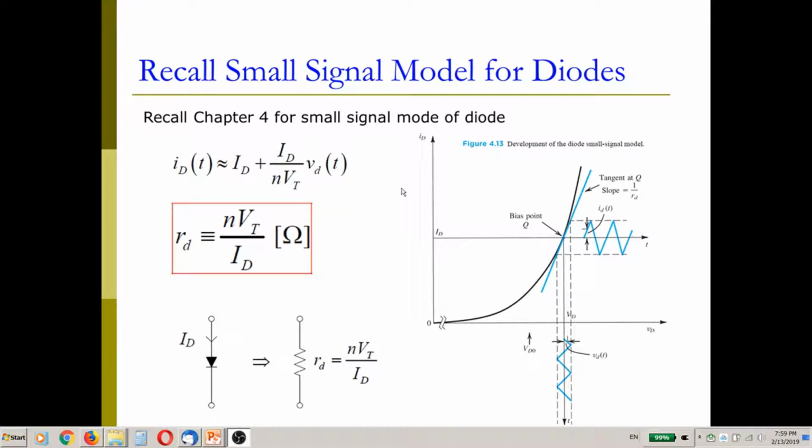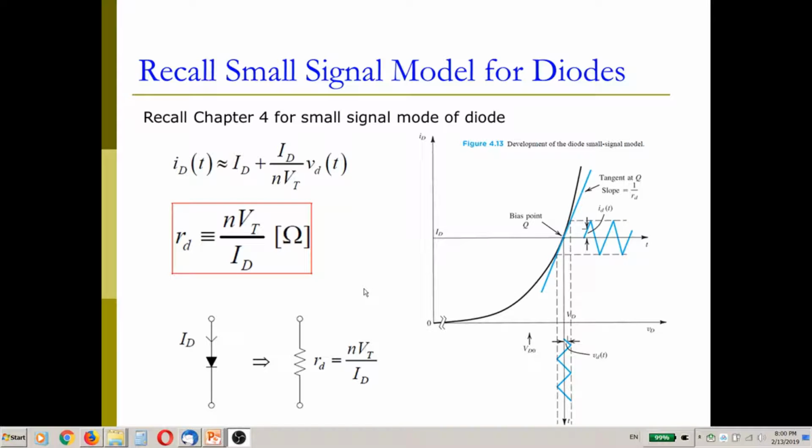Let's recall the small signal model for the diode we have learned before. In the diode, we have this IV characteristic, and if we find a working point, we can also find a slope here. That slope equals 1 over rd. This rd can be calculated as nVT divided by ID. The reason is that our diode current equals a constant DC diode current plus some time-varying diode current.